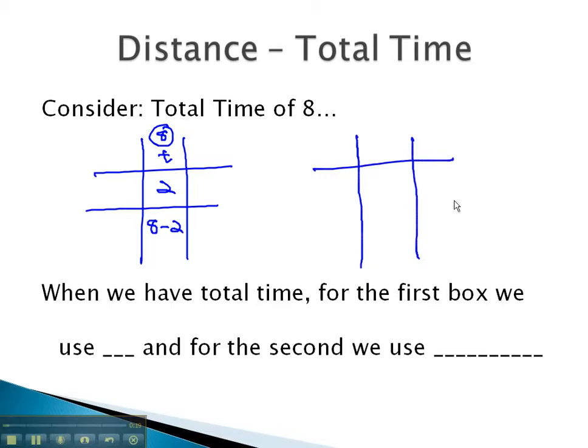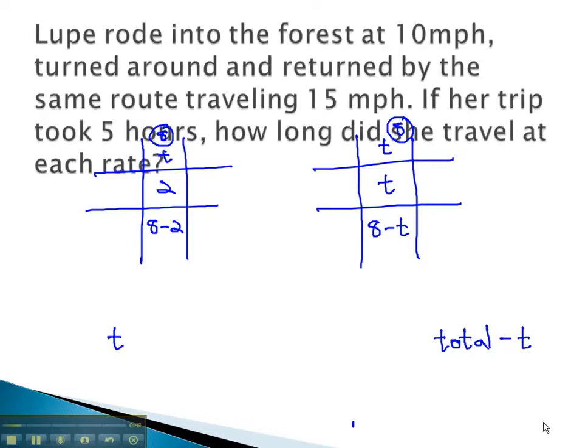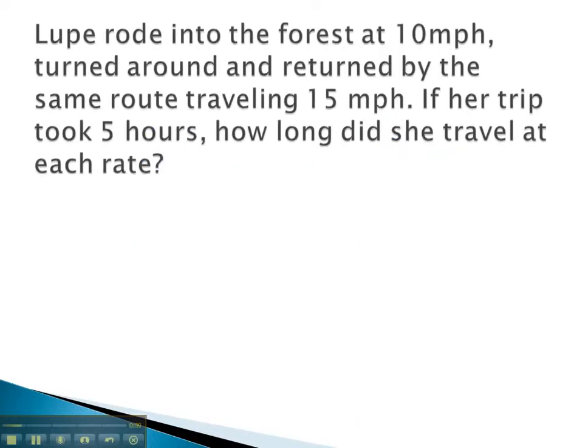Similarly, if I don't know how much time I spent on the first leg, but the total time was still 8, we would subtract 8 minus the t. As you see, when we have total time, for the first box under time, we will use t. And for the second, we will use total minus t. The order of subtraction is very important, so we must make sure we're subtracting the total minus the t.